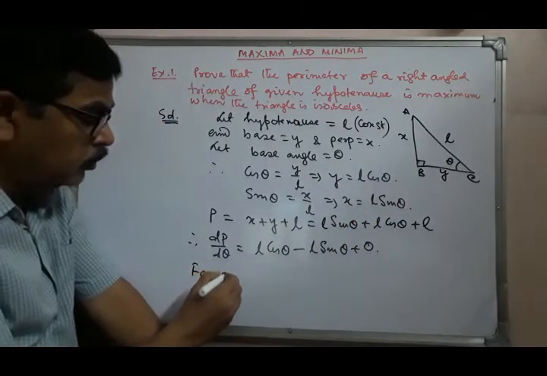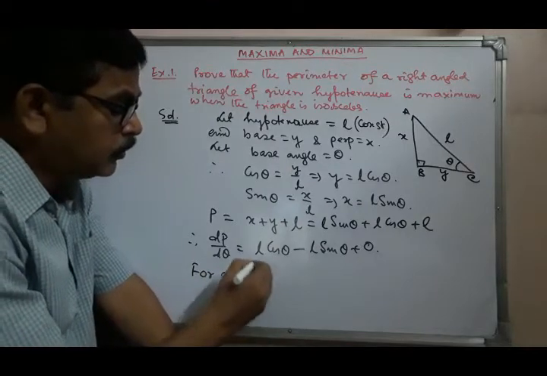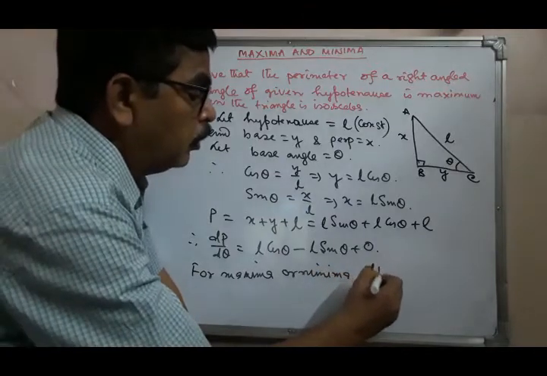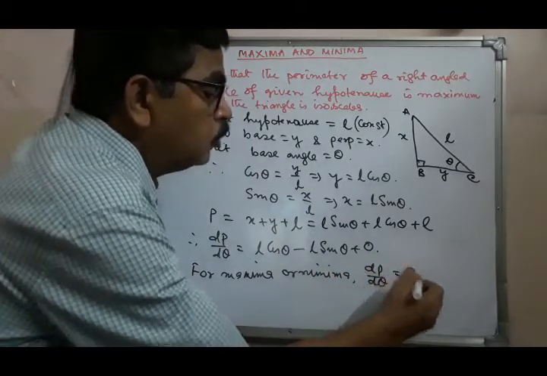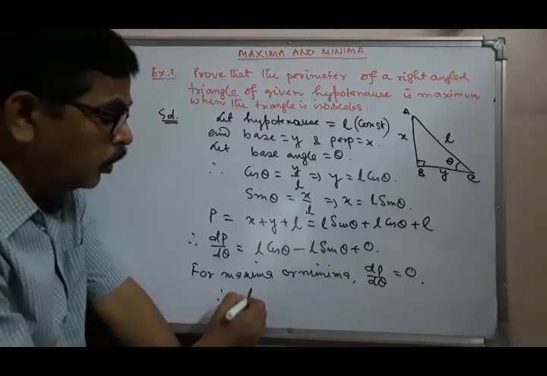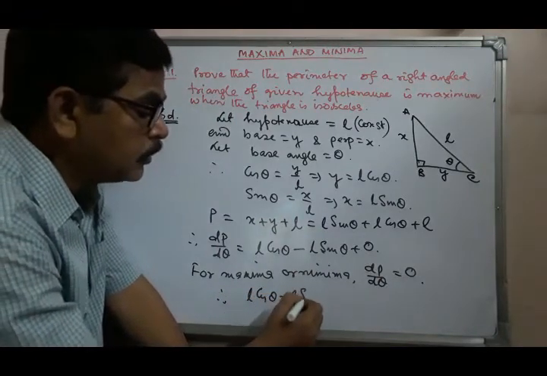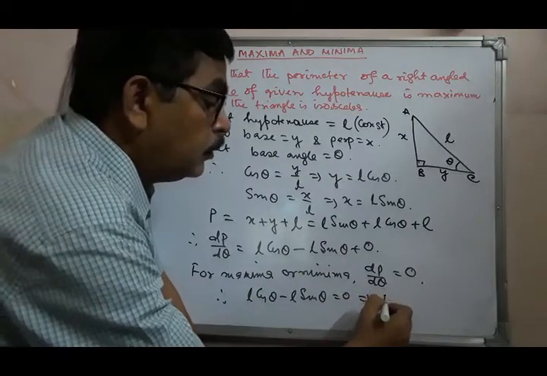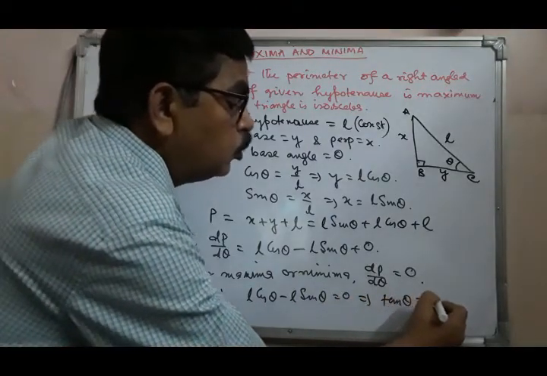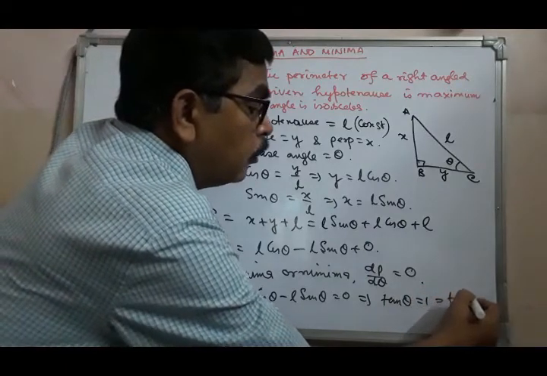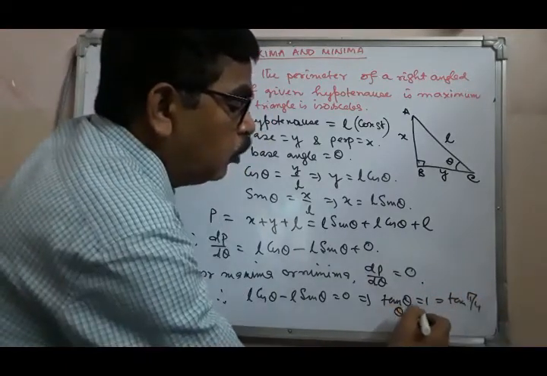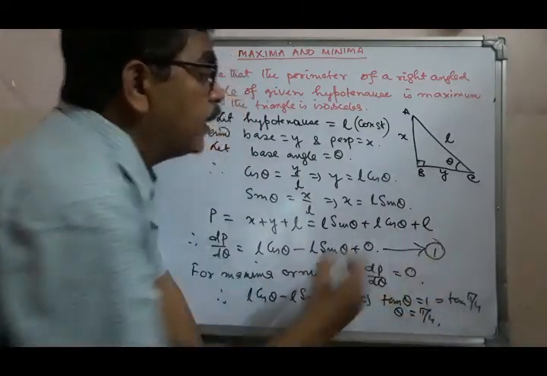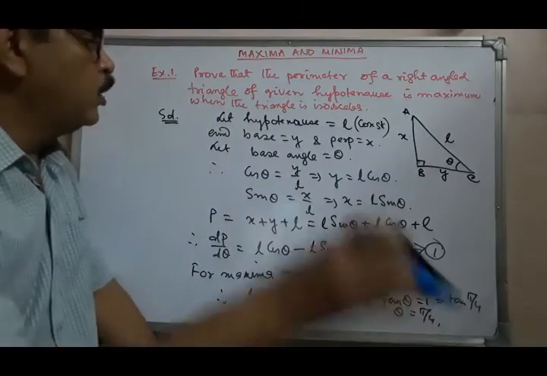For maxima or minima, dP by d theta equals 0. Therefore, L cos theta minus L sin theta equals 0, which implies tan theta equals 1 equals tan pi by 4. So theta equals pi by 4. Now we are marking this as 1. We are going to the top.